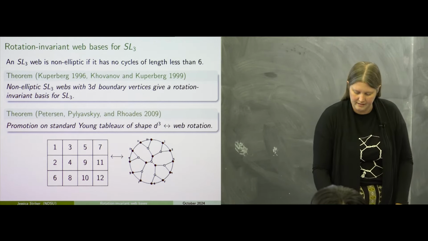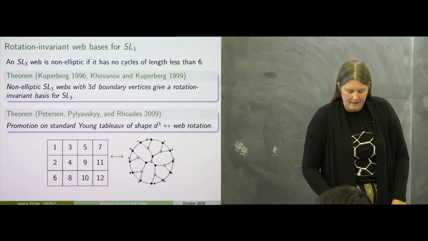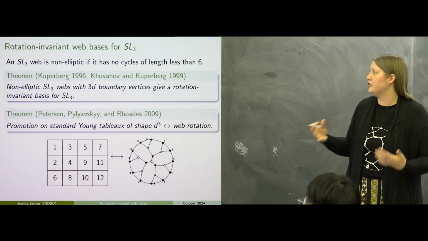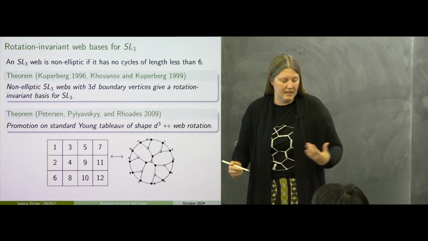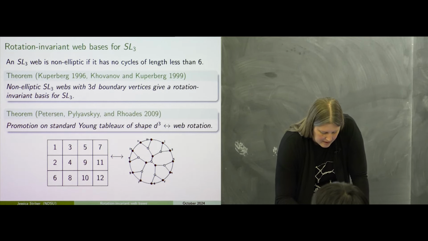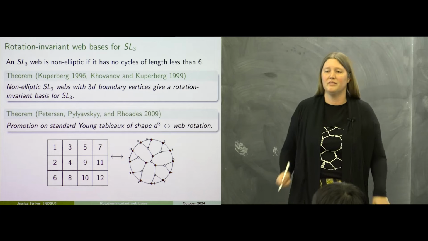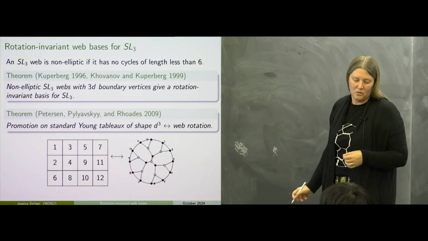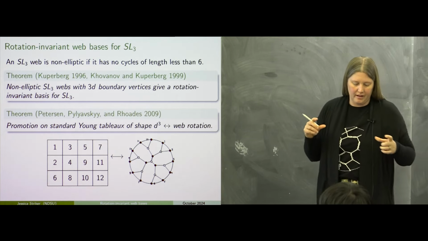So Kuperberg, and in joint work with Khovanov, defined some things he called SL3 webs, which look a lot like this. So SL3 webs, we already defined what those are, but he found which ones should be the basis elements. Namely, Kuperberg said, if your web is non-elliptic, meaning it has no cycles of length less than 6. So in particular, what's not allowed on the inside of this web is a length 4 cycle. You can't have a square. You also can't have a length 5 cycle, but that's just because it's bipartite. So no squares allowed. All right, so this solves the algebraic problem for SL3.